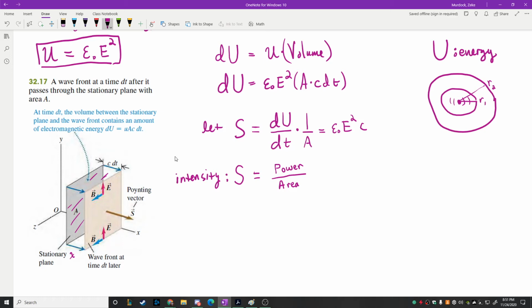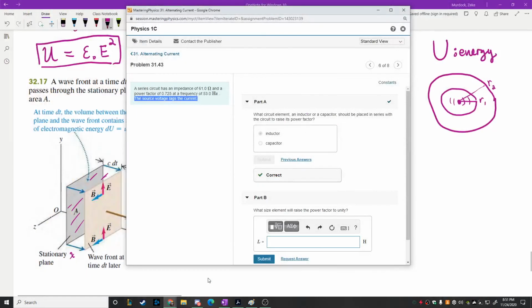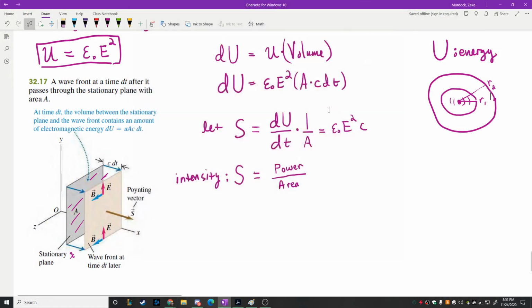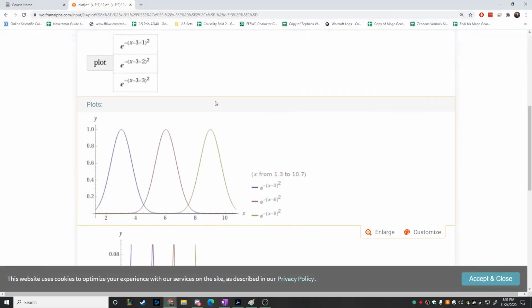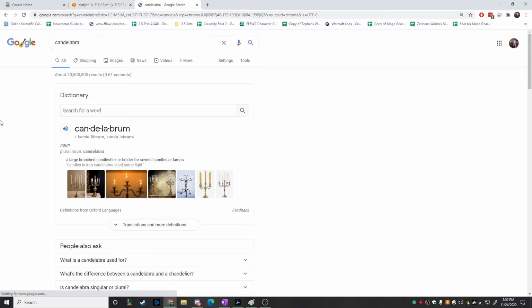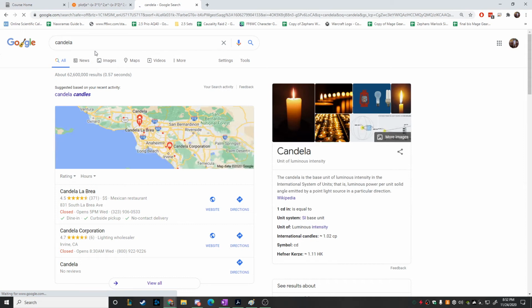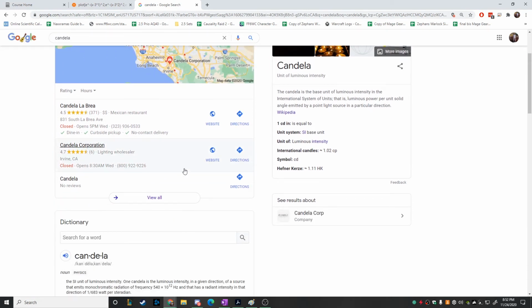The candela, is it the SI unit of intensity? Okay, now I'm interested. It says luminous intensity. I think this is a little bit different because it's luminous intensity. I think it's not the same thing as watts per meter squared.